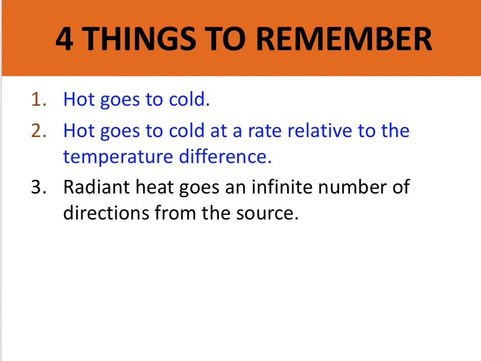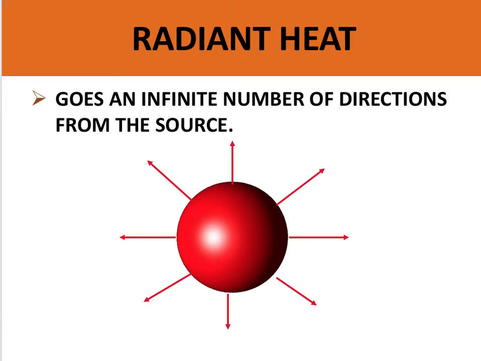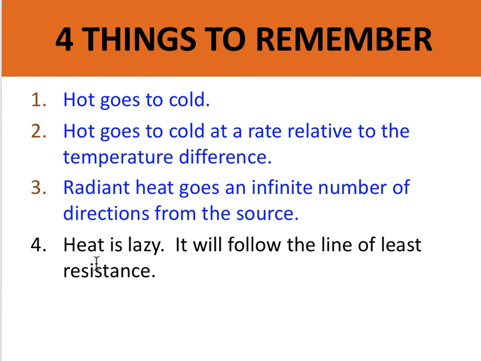The third thing we have to remember is radiant heat goes in an infinite number of directions from the source. Okay, heat is lazy. It's going to always follow the line of least resistance. Radiant heat will go in an infinite number of directions from the source. Radiant heat, sunlight. The sunlight, the heat that's in the sun, is going to go out in all directions. It doesn't just go up, as in the misleading statement, heat rises. We'll talk more about that. So then we add that heat is lazy. It will follow the line of least resistance.